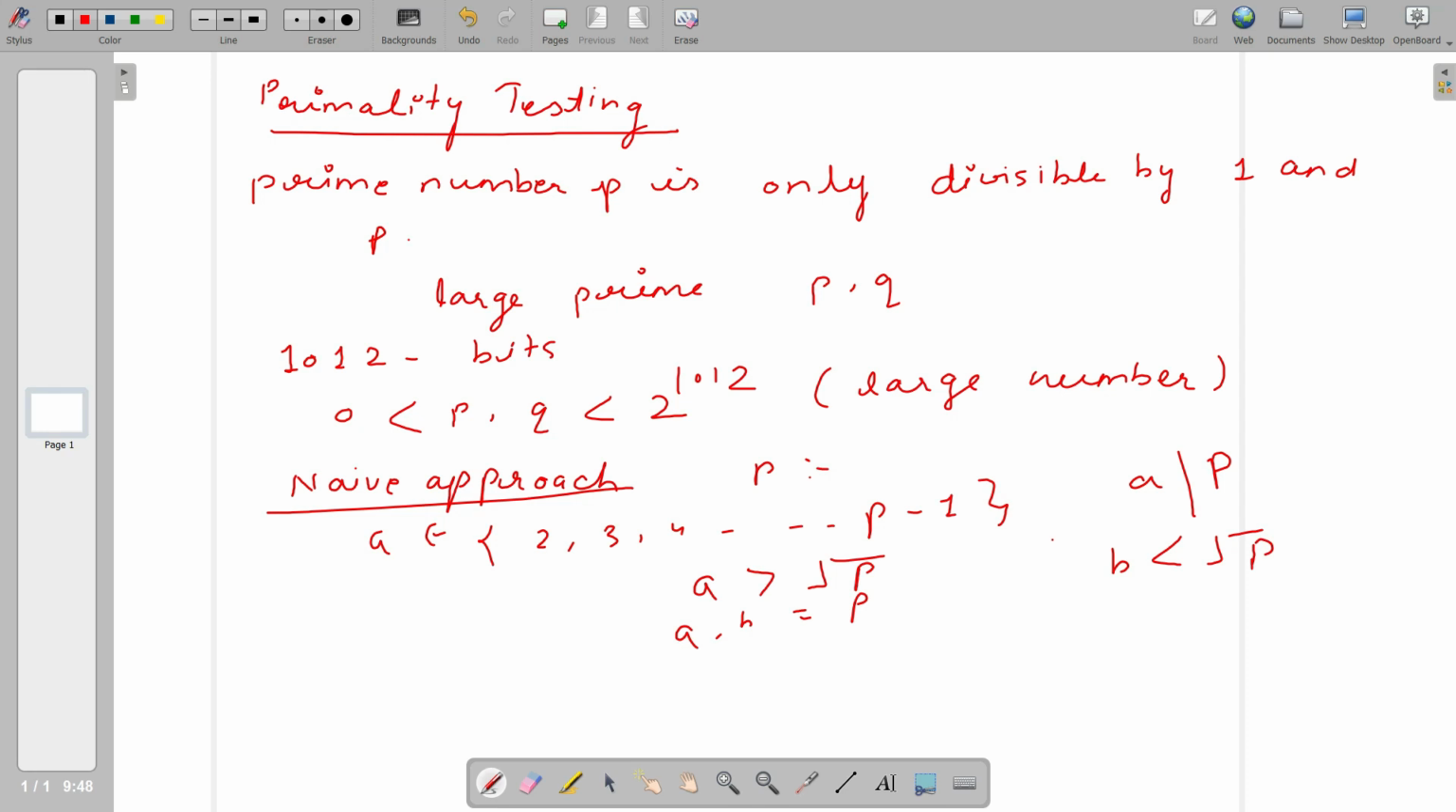But this is not a good approach, because the time complexity will be much higher, since P is such a really large prime number. So this approach cannot be accepted. It is a very complex approach.